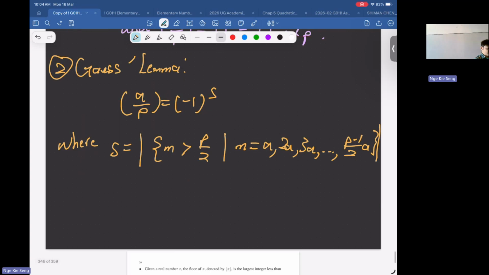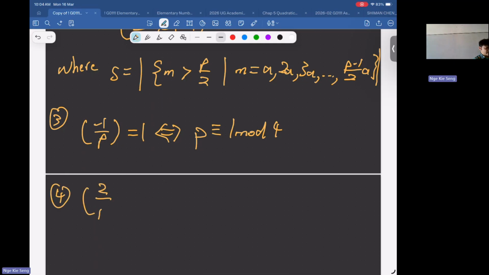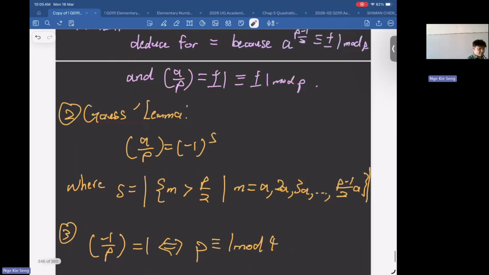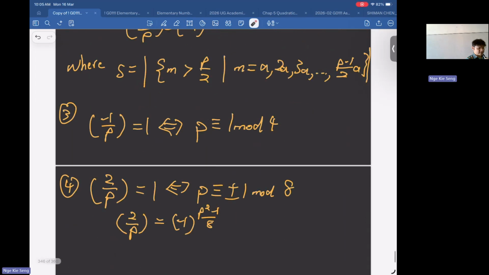And then we told you how to decide whether minus 1 is a quadratic residue: if and only if p is congruent to 1 mod 4. We also told you how to decide whether 2 is a quadratic residue: if and only if p is congruent to plus or minus 1 mod 8. Or there's a formula for this: minus 1 to the (p squared minus 1) over 8. You should imagine that this formula is coming from either Euler's criterion or Gauss's lemma.